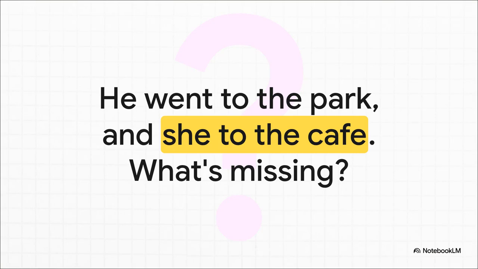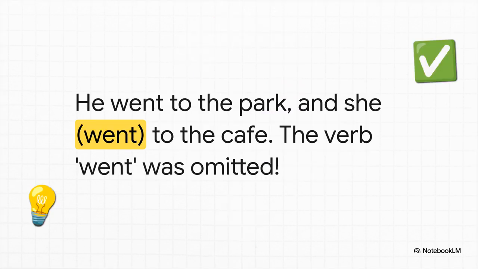He went to the park and she to the cafe. Pretty straightforward, right? What verb did we chop out of the second half of that sentence to keep it short and sweet? And the answer is went, of course. She went to the cafe. That is a perfect, classic example of verb ellipsis. Can you just imagine how clunky it would sound if we actually said the word twice?